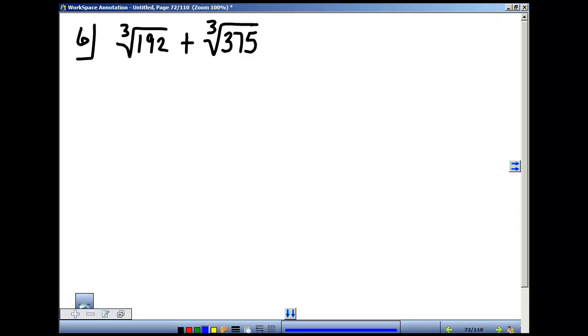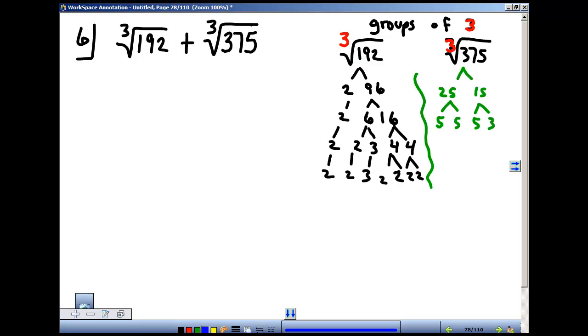Number 6, we have groups of 3 because the index on these are 3's. Now we need to factor. 192 breaks down to be 2 times 2 times 3 times 2 times 2 times 2 times 2. And 375 breaks down to be 3 5's and a 3.